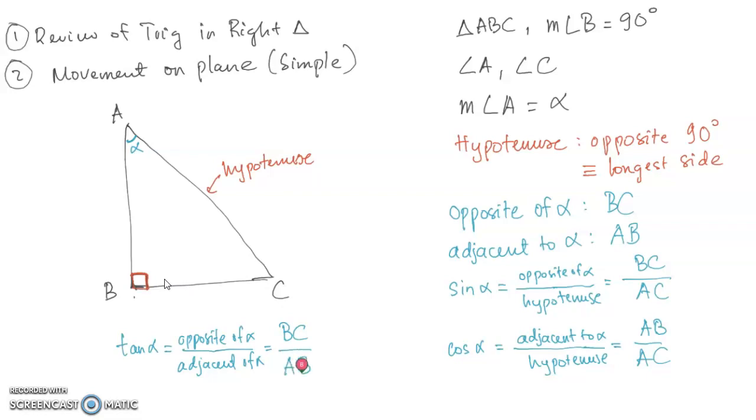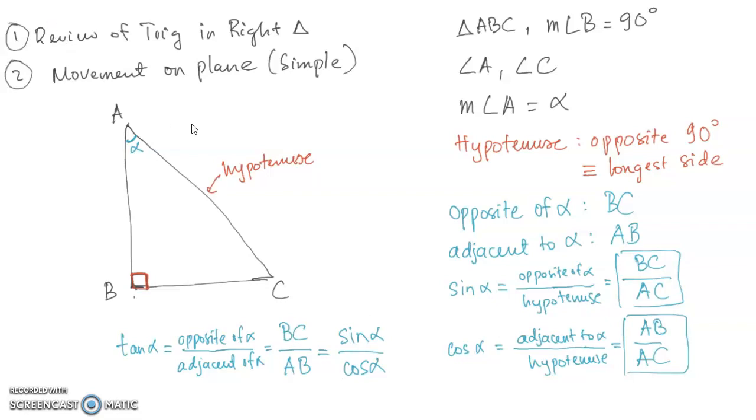Okay. Now think about this. Sine of alpha is this, and cosine of alpha is this. If you do the calculation, you will see that tangent of alpha equals sine of alpha divided by cosine of alpha as well. You can do the calculation to prove it by taking this divided by this, and you should see that it equals BC over AB.